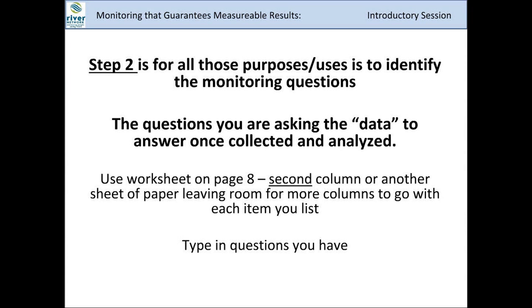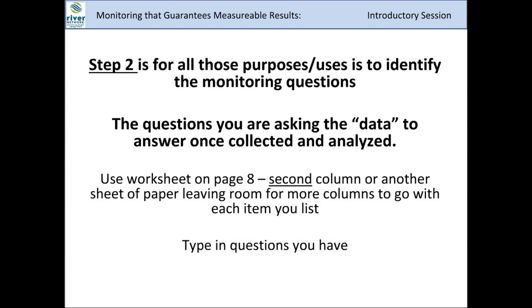So the next step, again, I'm following steps on page 7, is to fill out the second column of that worksheet. For every single use you have, you want to write down the associated monitoring questions, your data objectives. Those are the same thing. Write down at least ones you know of, or a few. For every purpose, you ought to have one or two or more questions.